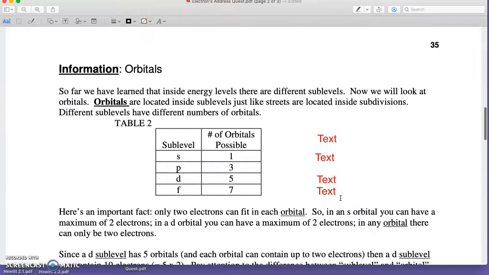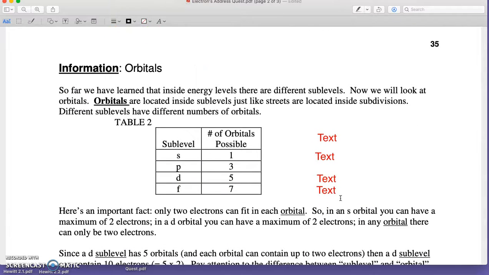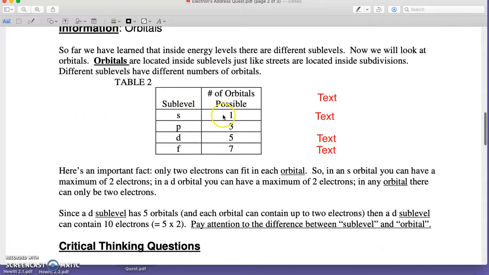So now, let's talk about orbitals. So far we have learned that inside energy levels, there are different sublevels. Now we'll look at orbitals. Orbitals are inside of sublevels, and the comparison is just like streets that are inside subdivisions. Different sublevels have different numbers of orbitals. You can see a sublevel S has 1 orbital, P has 3, D has 5, F has 7.